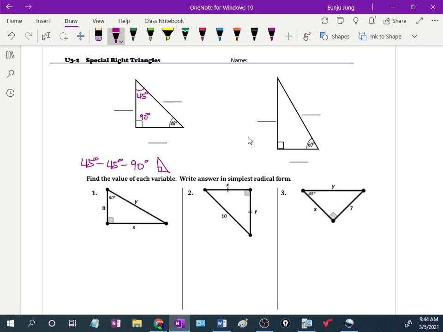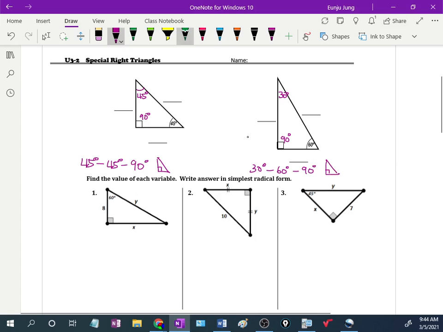And the other has the sharpest part, that is 30 degrees, okay? And the other part is twice of 30 degrees. 30 degrees, 60 degrees, and here 90 degrees. So this one has the name 30, 60, 90 degrees special right triangle, okay?